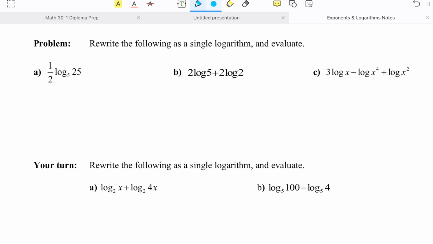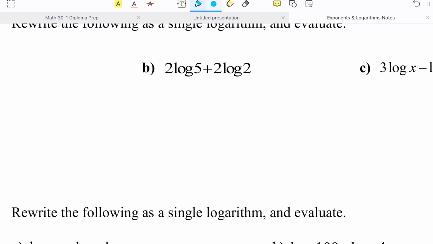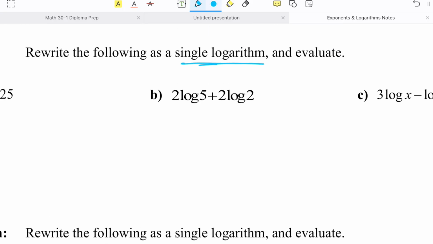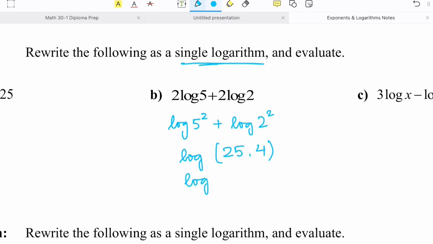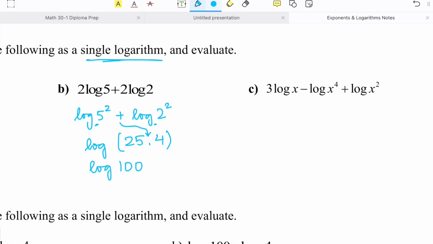Now rewrite the following log expression into a single logarithm and evaluate. So my bases are the same. I can do log 5 to the power of 2, plus log 2 to the power of 2. The bases are the same, so it'll be log 25 times 4, which is just log 100. Okay, and I did times because we're adding and we have the same base.